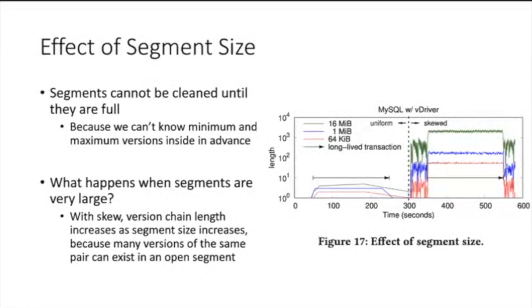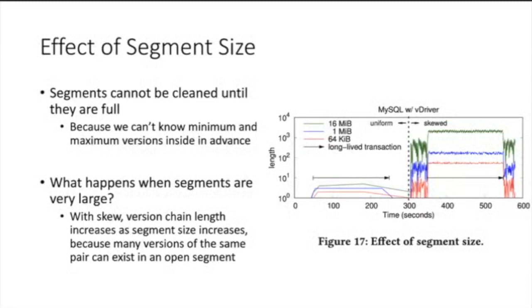Finally, if we look at the segments, remember, when versions survive pruning, they move to off-row storage on disk and are put into a big segment. Well, it depends on the configuration, but they're put into a segment on disk. The problem is that we can't clean these segments until they're completely full, because the cleaning is based on the minimum version and the maximum version in the segment, and we can't get the maximum or minimum until the segment's closed and flushed to disk.